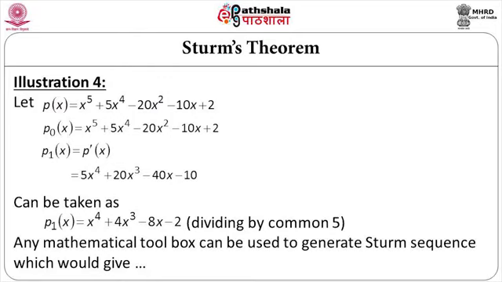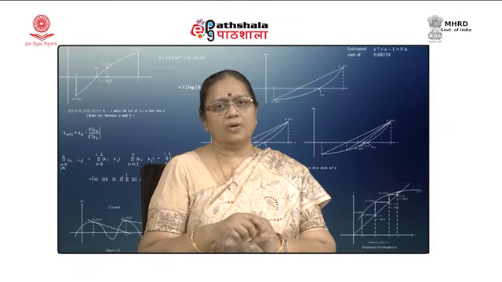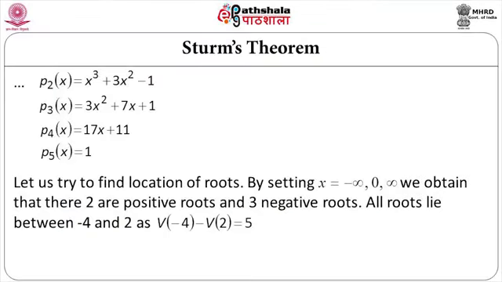Now, to get the others, we need to divide P0 by P1 to get P2, P1 by P2 to get P3, and so on. Either we do it manually or we can use any toolbox to generate it. Fractions can be removed because we can multiply by a constant to make the coefficients more convenient. So, P2(x) is x cube plus 3x square minus 1. P3(x) in the Sturm sequence comes out to be 3x square plus 7x plus 1, P4(x) comes out to be 17x plus 11, and P5(x) is 1.